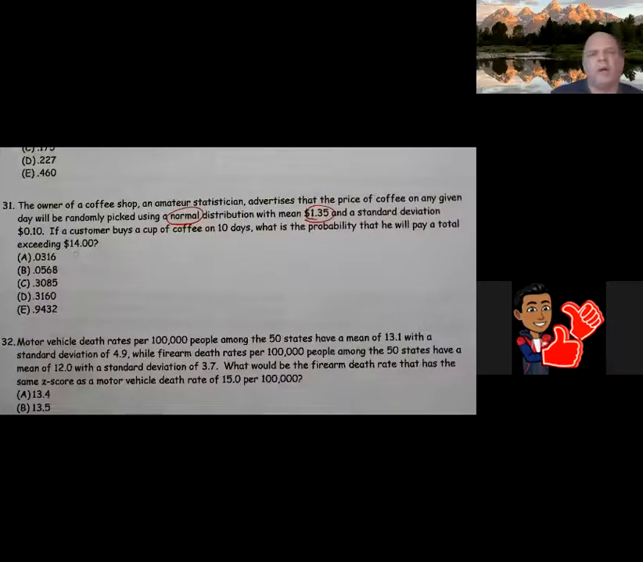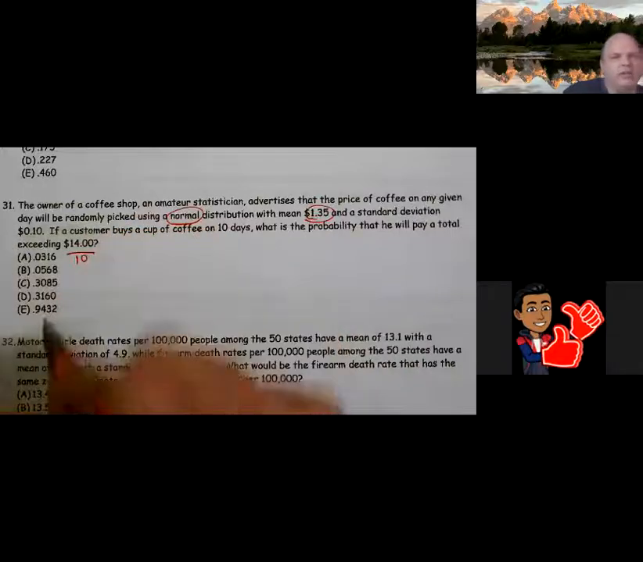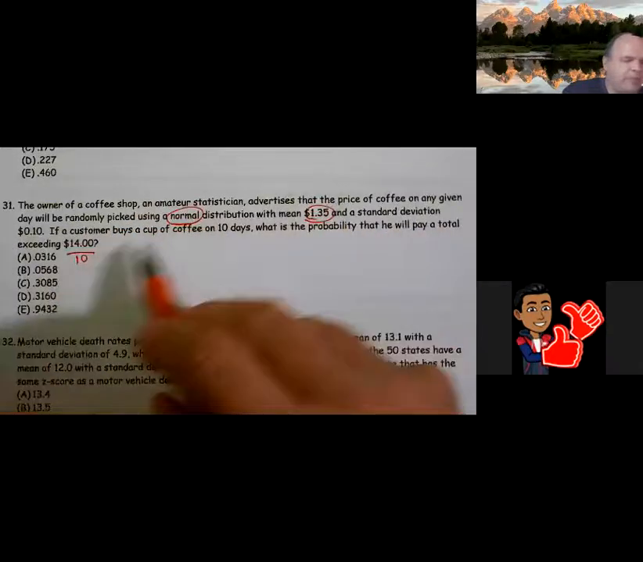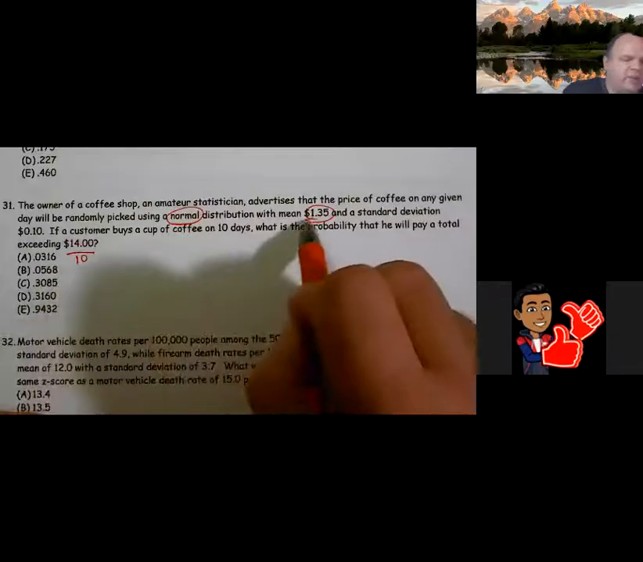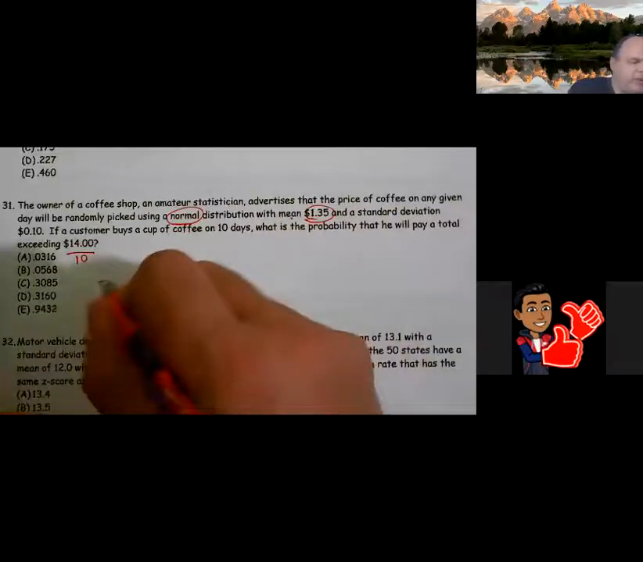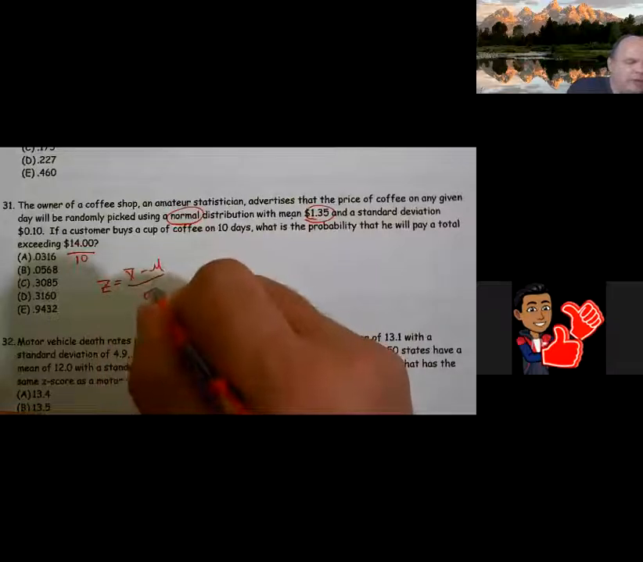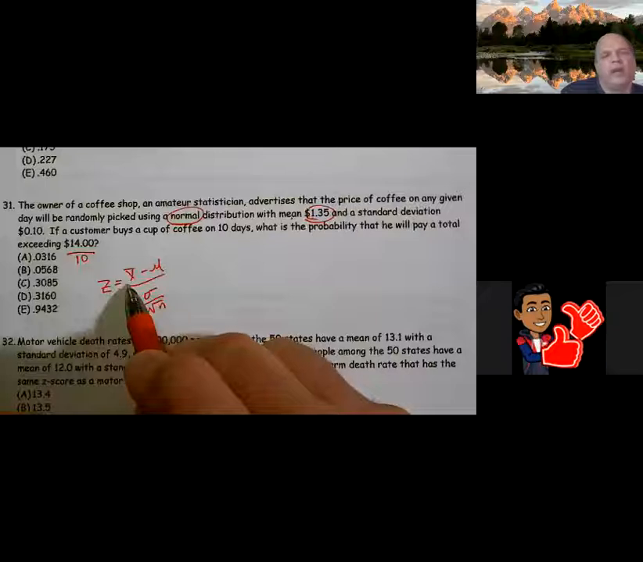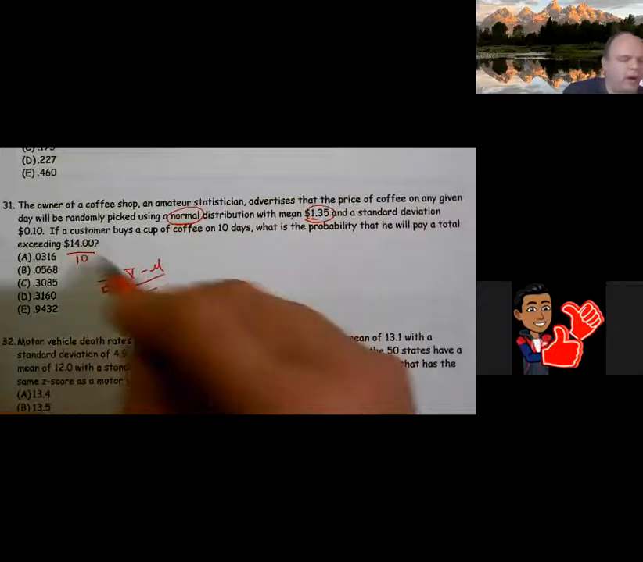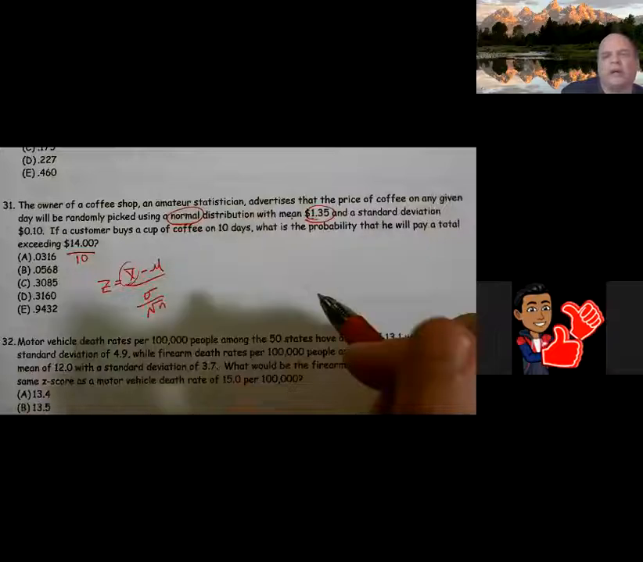So the question came up, how did I know that it was 14 over 10? And that's a really good question. How did I know to divide this by 10? Well, a couple things come to mind. First off, I know that the mean was 14, and my formula is Z equals X bar minus mu over sigma divided by square root of n. So in this case, if I'm using this formula, I know I have to divide by 10. So that's actually how I knew.